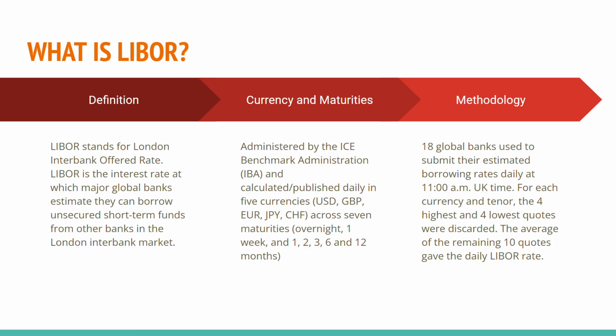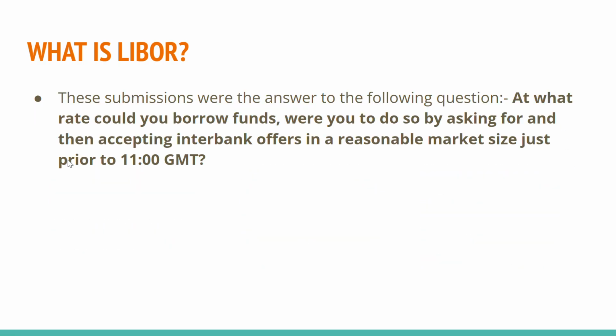What does it mean? These were 18 banks, and they were asked one question. What was that question? At what rate could you borrow funds were you to do so by asking for and then accepting an interbank offer in a reasonable market size just prior to 11 GMT? It means that if these 18 banks wanted to borrow or lend funds, at what rate could they do so?